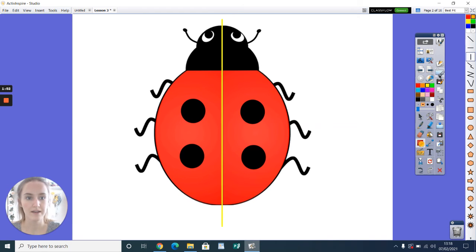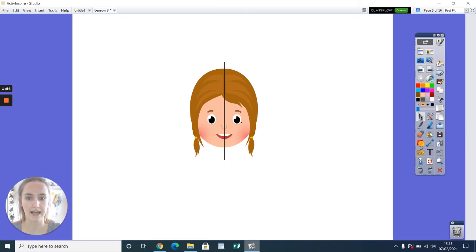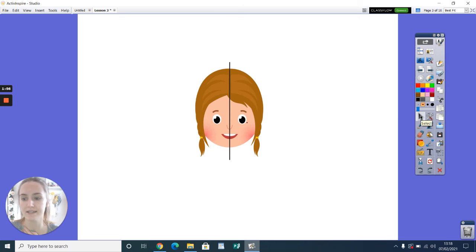Okay? Right, what about this girl? Tell your adult, is the image of this girl symmetrical? Looking at where the line of symmetry is, and how do you know? Okay, if you said that she is symmetrical because the line of symmetry going down means that this side is identical to this side, you would be correct. But today, we are not looking at images or objects. We are looking at whether 2D shapes are symmetrical.